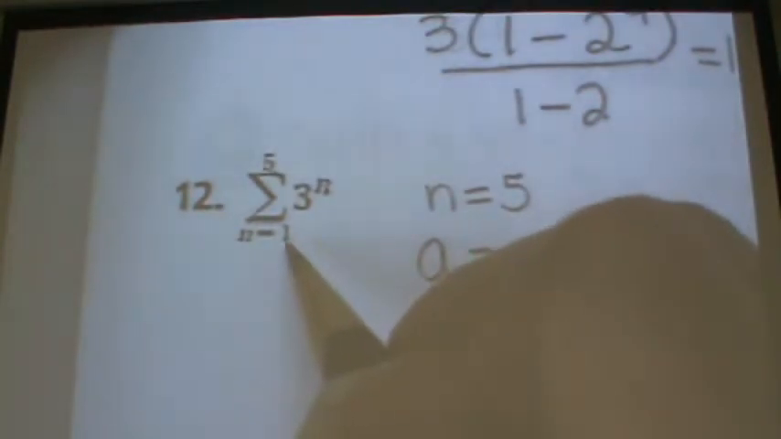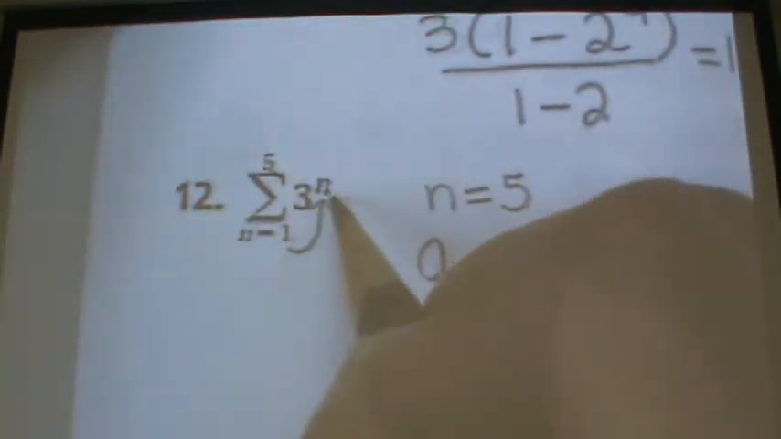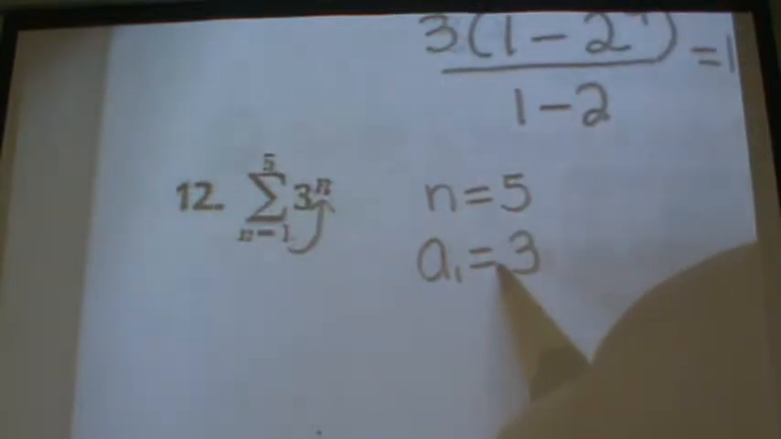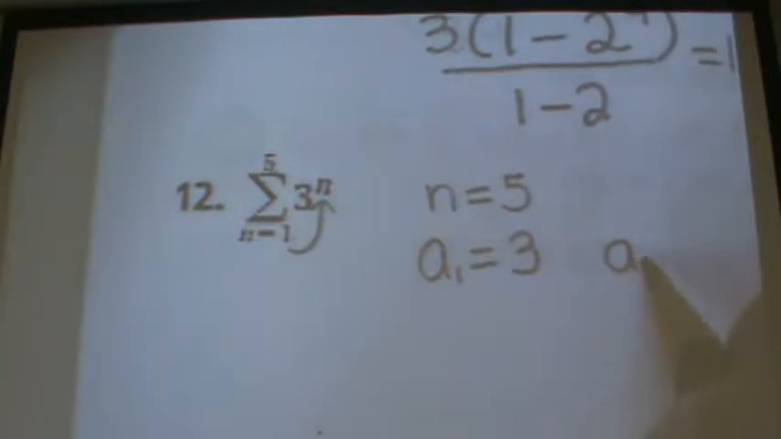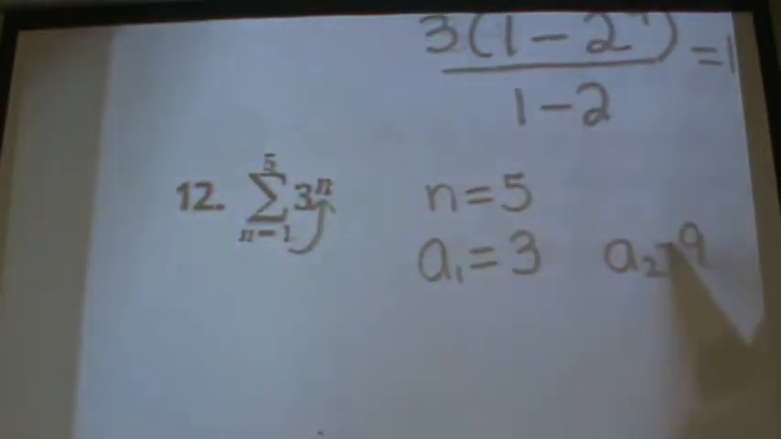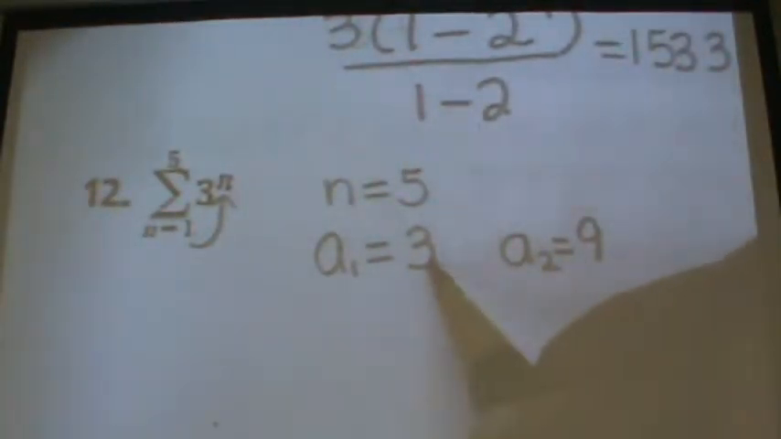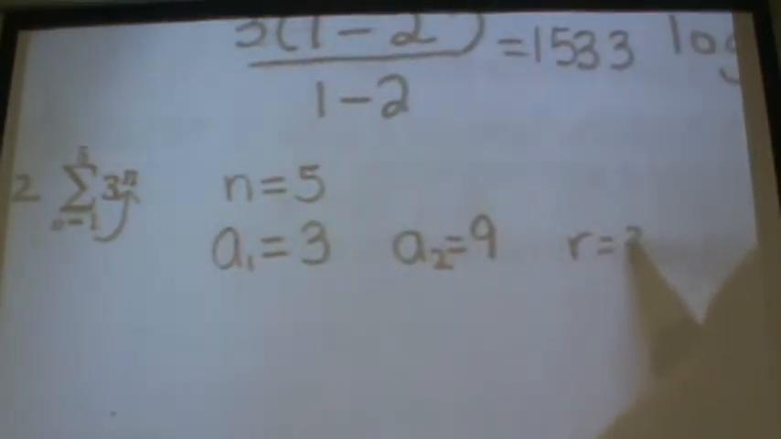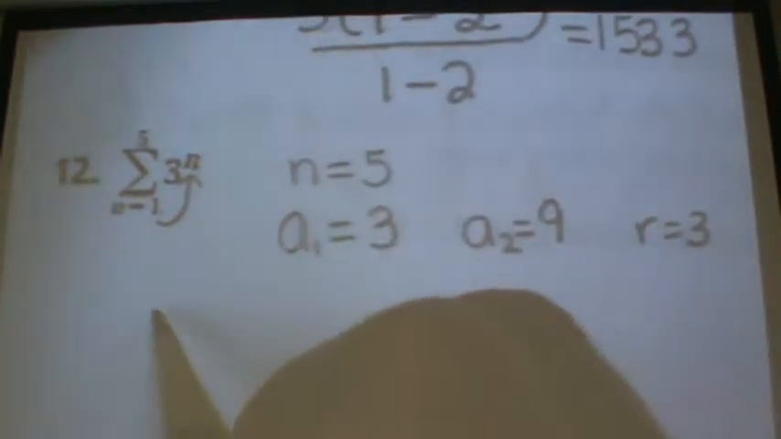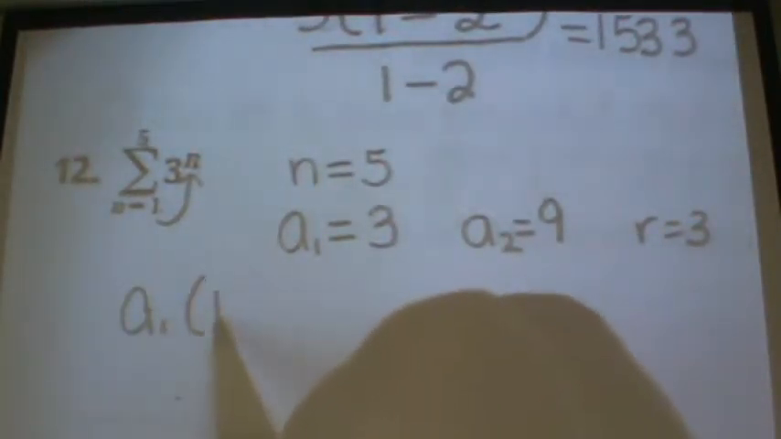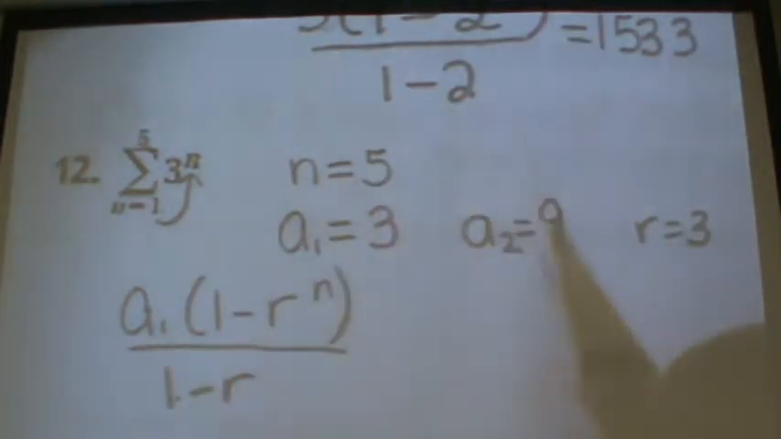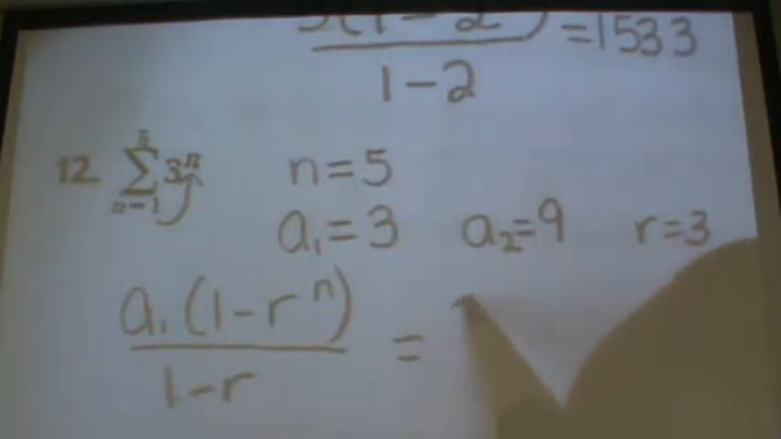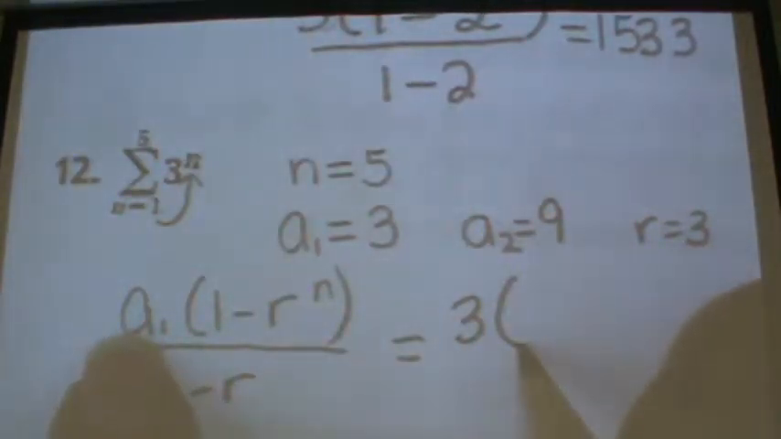How do you find the first term in the sequence? You're going to plug this lower limit in here. What is 3 to the first power? 3. Okay, now I don't know what r is. So I'm going to generate the second number in the sequence. If I put a 2 in here, what's 3 squared? 9. So can you tell me what the ratio is from 3 to 9? 3. So now here's your formula. It's a sub 1 times 1 minus r to the n power over 1 minus r. If you keep writing this formula out, I promise you'll remember it. A1 is 3.